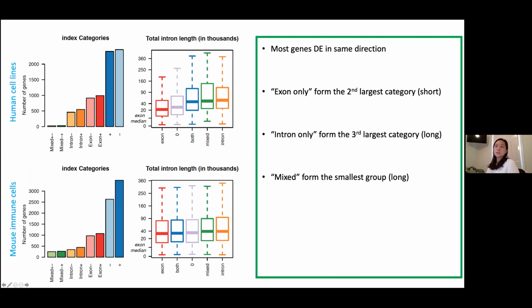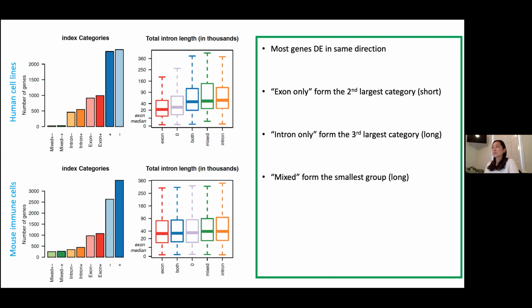So here we've got the results from the index method for 2 different data sets, the human cell lines and the mouse immune cells. On the left, those bar plots reflect the number of genes that were placed in each group after we run the analysis. So they are ordered from the smallest to the largest group, and you'll see that most genes are differentially expressed in the same direction between the exon and intron counts. So those are the blue bars that you see popping up.